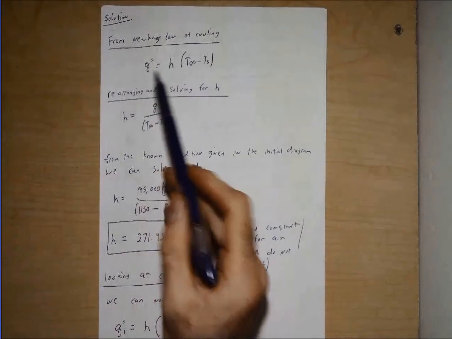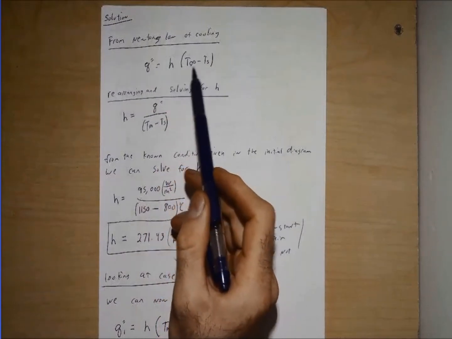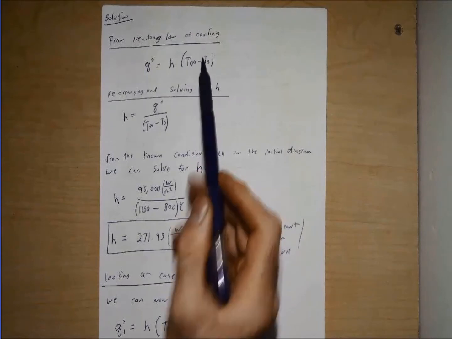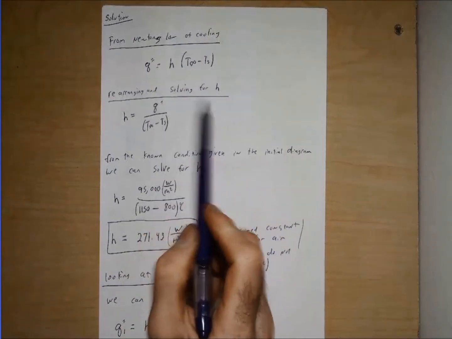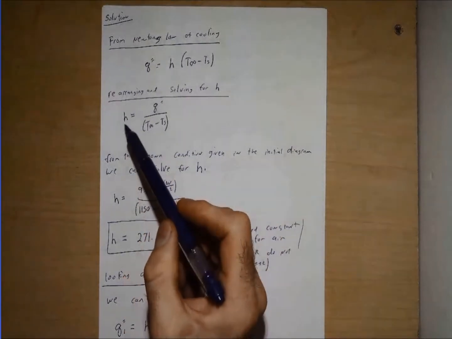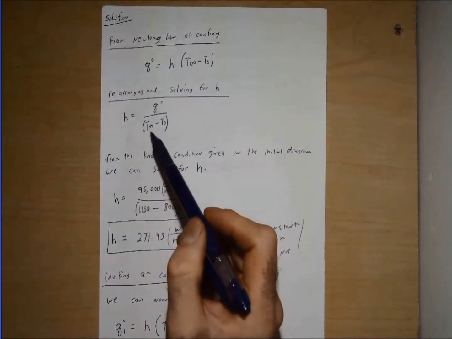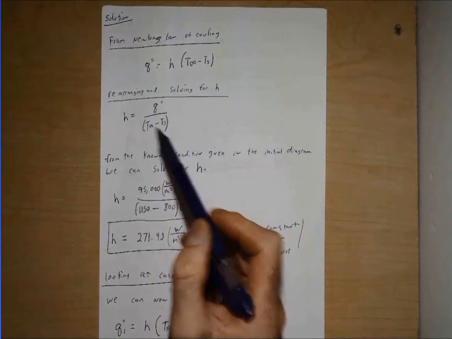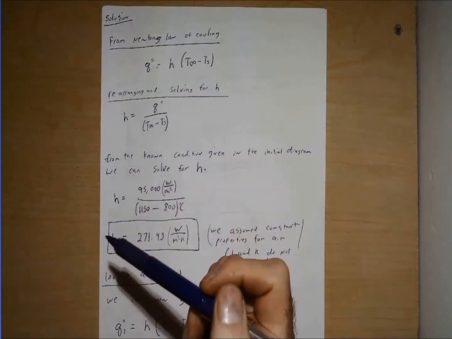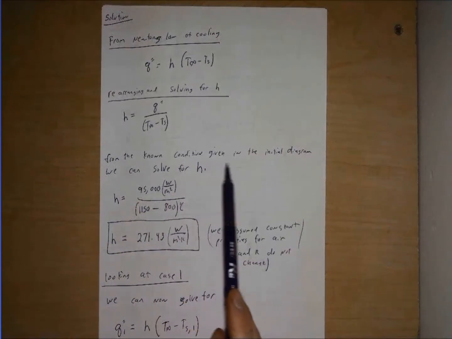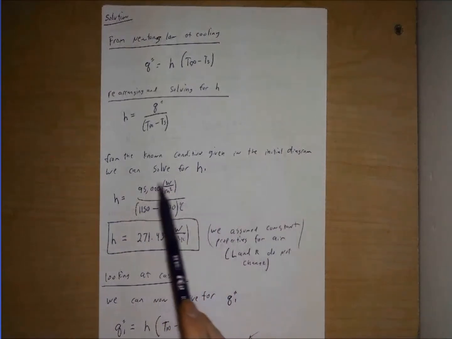We have our heat flux is equal to H times T infinity minus Ts. We have our ambient temperature and our surface temperature here. We can rearrange this and solve for H. H is equal to our heat flux divided by our temperature difference of T infinity minus T sub S, which is our air temperature and our surface temperature of our blade. So from our known conditions given in the initial diagram, we can then solve for H.